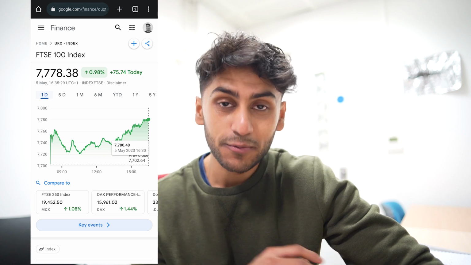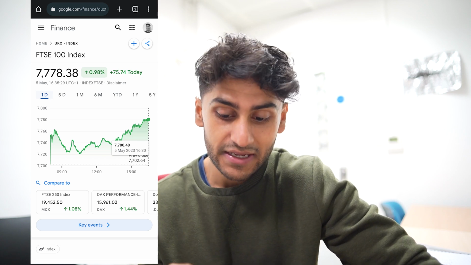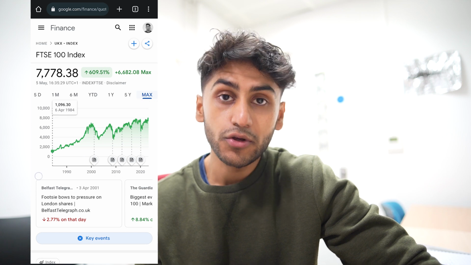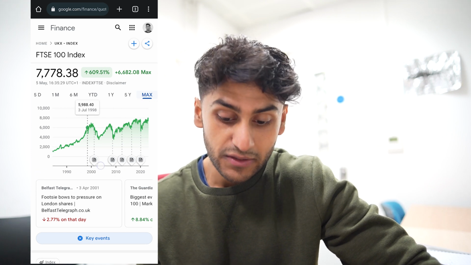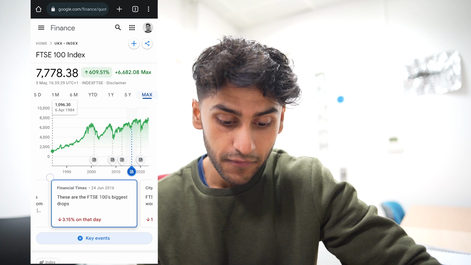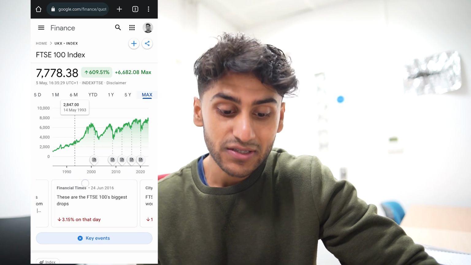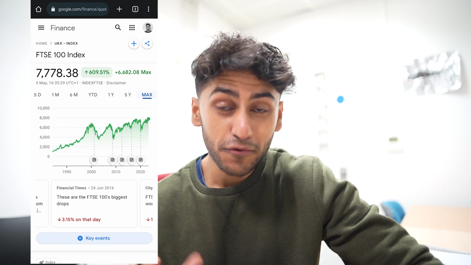However, the original FTSE 100 index was created in 1984, so it's been a few decades and we have quite a bit of data on this index. If we go to the maximum view here on Google Finance, we can see the index movement over the total amount that the index was available for, starting at around 1,000 and today it stands at 7,000. That is around a 600% increase in those 40-ish so years.